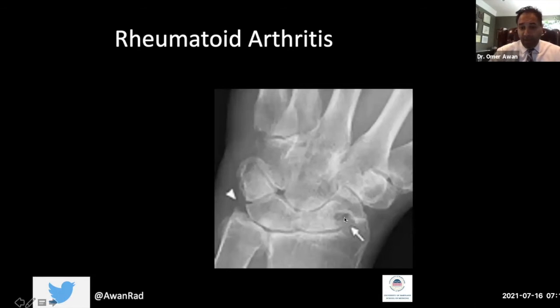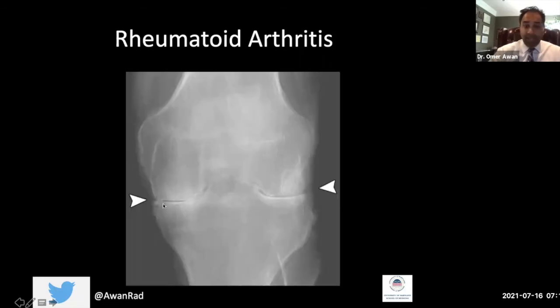This is an example of a large erosion here along the scaphoid at the radiocarpal joint and along the radial styloid. Classic places to get rheumatoid arthritis. The ulnar styloid is also another very important place where you can get an erosion. In fact, authors have said that the ulnar styloid is the first place that can be affected in rheumatoid arthritis, right? So always look at the ulnar styloid very carefully and make sure it's not eroded.